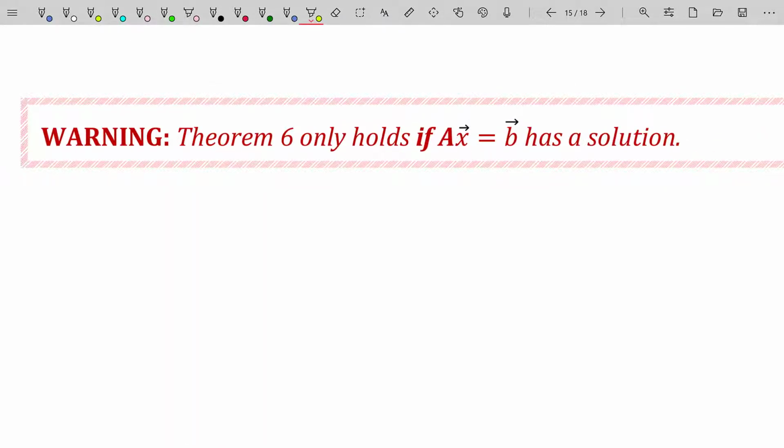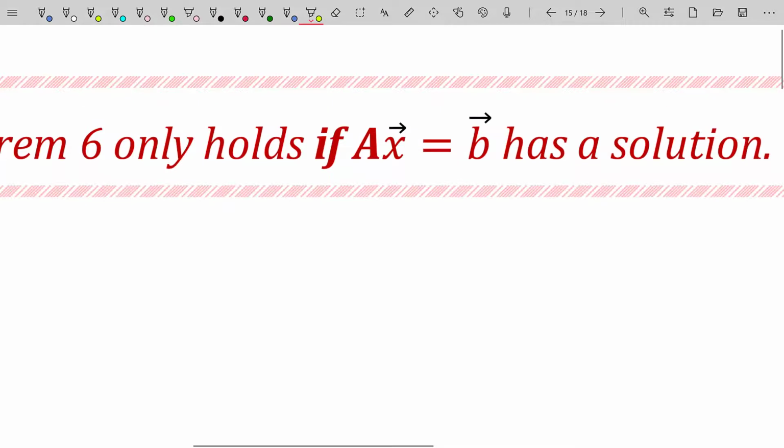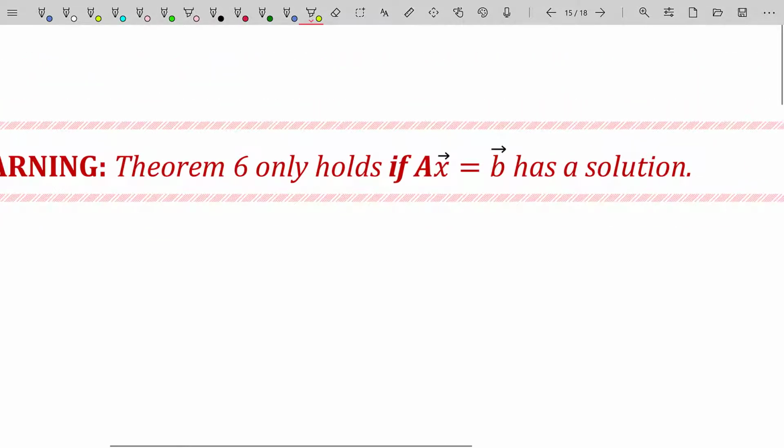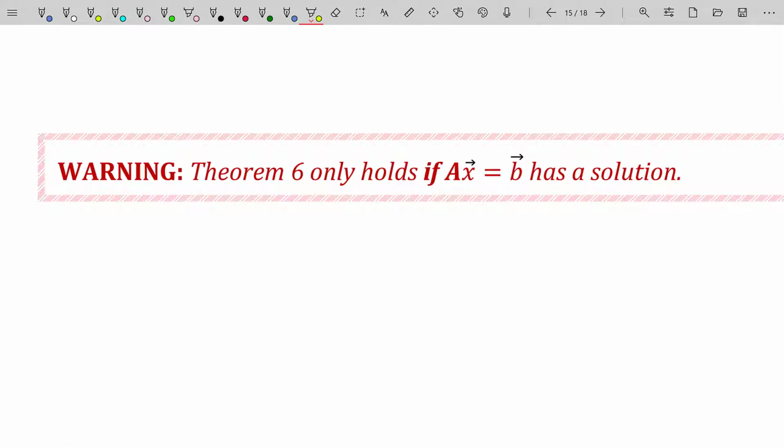That theorem that we just introduced, that the solution to AX equals B is equal to the particular solution of AX equals B plus a linear combination of the solution set to the homogeneous AX equals 0 equation, only holds if AX equals B has a solution. So you can't use that theorem otherwise, but you're not really going to, honestly. It's just worthwhile to state this.